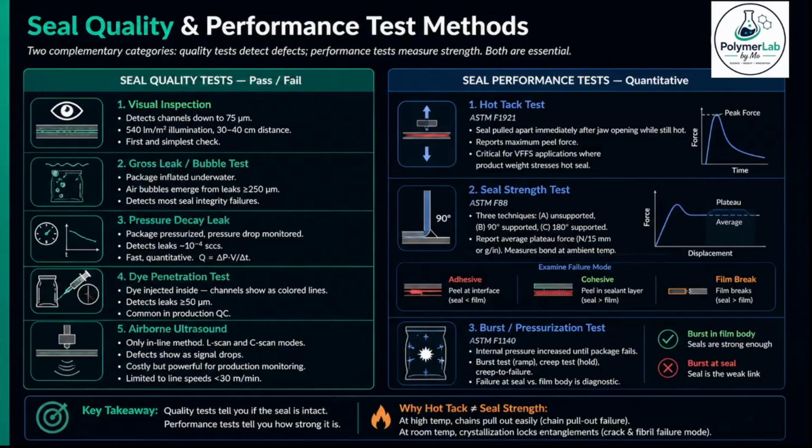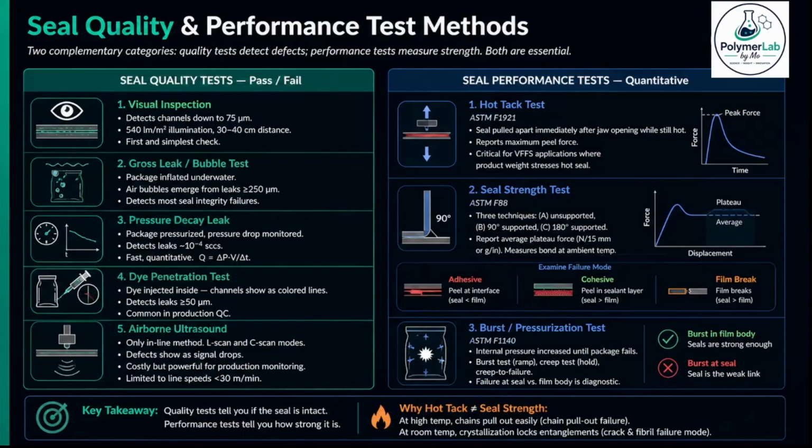The dye penetration test injects a dye solution inside the package and examines the seal under magnification. Channels appear as colored lines. It is extremely common in production because it is fast and visual. Technicians can immediately see where the defect is.